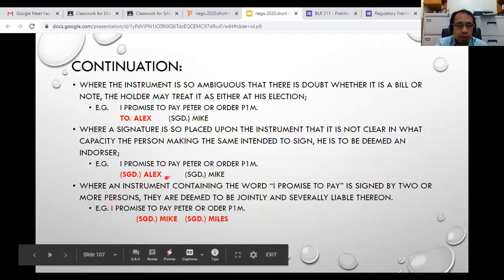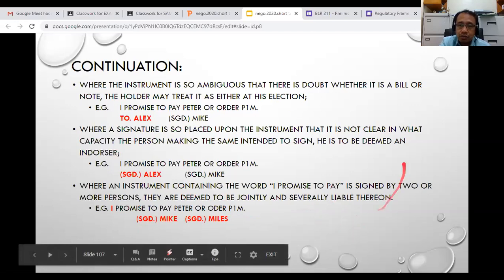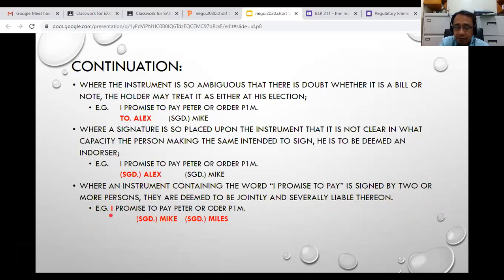Okay? Nagkaintindihan? But how about if instead of using the pronoun I, ang ginamit mo na pronoun is we. We promise to pay Peter or order 1 million, signed Mike or Miles. What will be the nature of the liability? Is it joint or several? Or jointly or severally? Pare-pareho lang yun. Kapag joint, joint lang. O kaya several, okay lang. O kaya jointly or severally, pare-pareho lang po yun. The nature of the liability is joint. Kasi ang pronoun na ginamit is we. Pero kung I yan, it is solidary yan. It is jointly and severally. Okay?